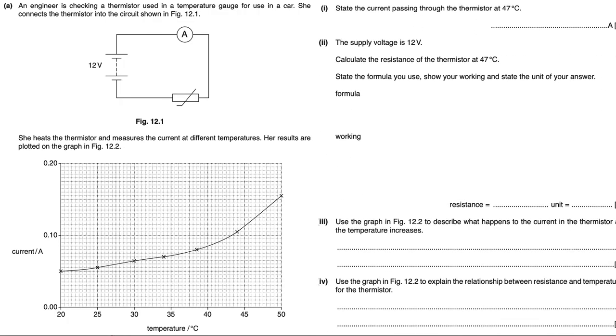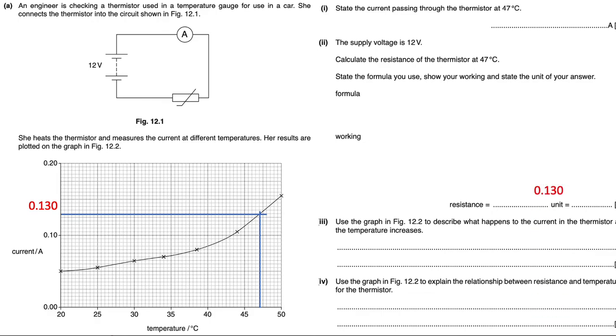The first thing we're asked to do is to state the current passing through the thermistor at a certain temperature. We're looking at 47 degrees. So that's 4 boxes along from 45. And I can see that that cuts the graph at a point which is around about 0.130. We've got to be a bit careful with our scale because one big box is going to be 0.05, and we're going 6 small boxes up there, and so that's therefore 0.13.